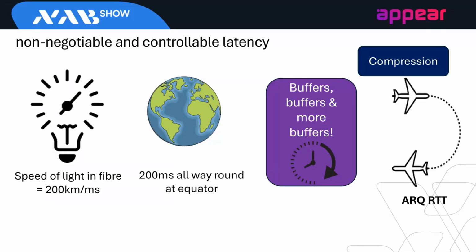Time. Now, latency is a big bugbear of mine, and I think in a lot of implementations we see unnecessary latency being introduced. There is only one fundamental latency that we can't negotiate, and that's the speed of light in fiber, which is 2 times 10 to the 8 meters per second. So that's the non-negotiable.